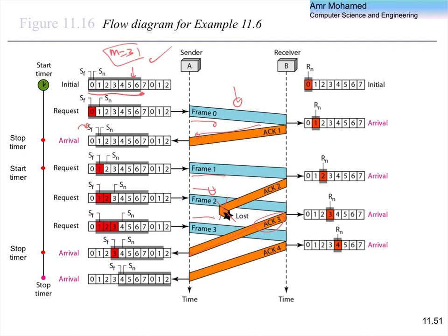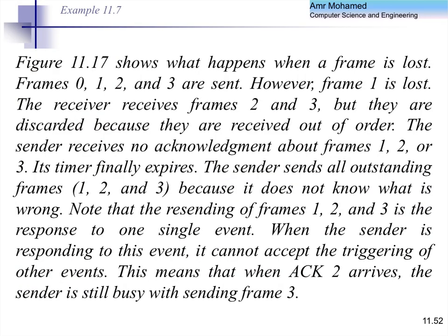Acknowledgement 3 has arrived, okay? So it did not affect the performance of the protocol in any way. Why? Because acknowledgement 3 supersedes acknowledgement 2, even though acknowledgement 2 was lost, but it's fine. Why? Because acknowledgements in Go-Back-N are cumulative. So acknowledgement 3 supersedes acknowledgement 2. Acknowledgement 4 overrides any acknowledgement before it. So that's a good advantage.